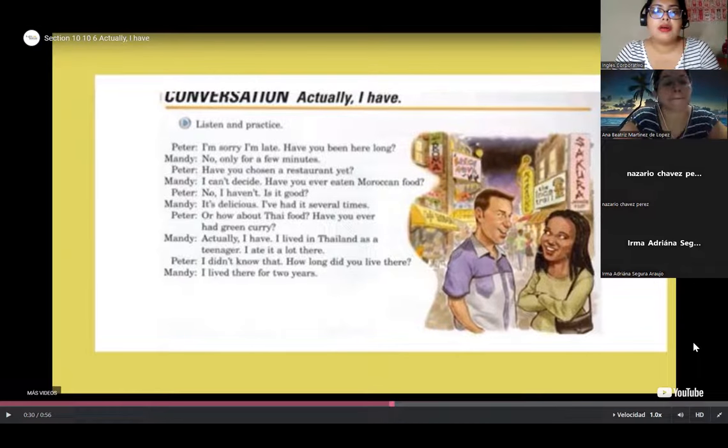Oh, how about Thai food? Have you ever had green curry? Otra estructura, ¿verdad? Actually, I have. I lived in Thailand as a teenager. I ate it a lot there. Aquí, toda esa estructura es pasado simple.